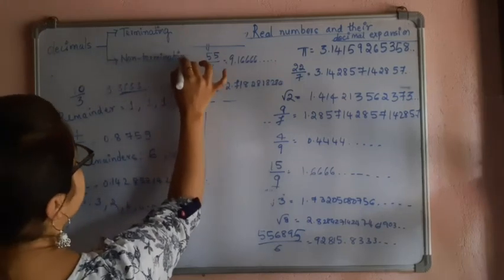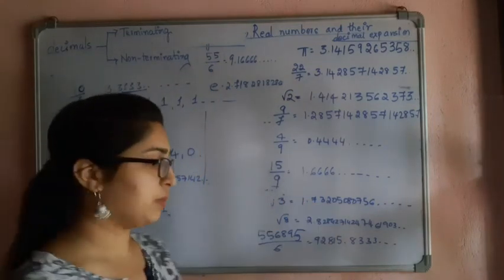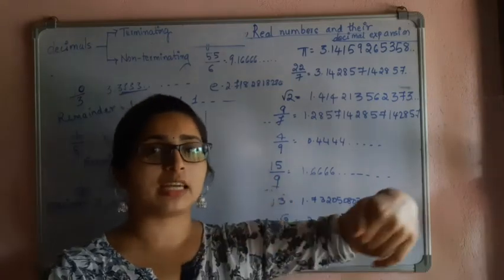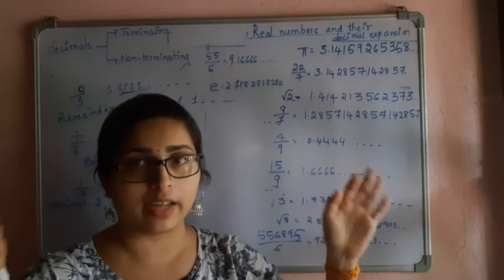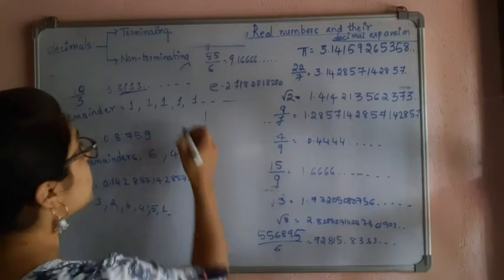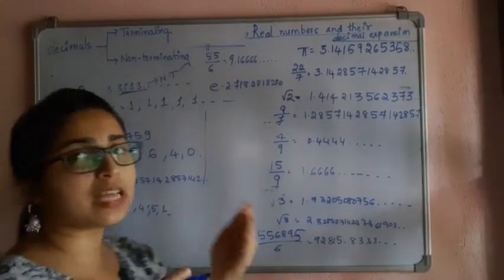Non-terminating decimals. Terminating decimals, non-terminating decimals. See this 3.3333, once again it is continuously repeating. That means it is not terminating anywhere. So that comes under non-terminating decimal. What about 0.8759?